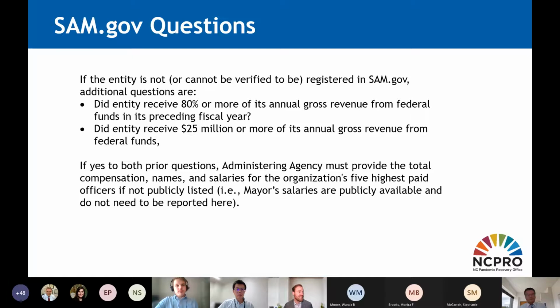If the entity answered yes to those previous questions, then the administering agency will need to get from the subrecipient the total compensation, names, and salaries for the organization's 5 highest paid officers if it's not publicly listed, if it's not publicly available. So if you are giving funding to a public university, or even in some cases a private university as an example, the salaries of their top employees may already be publicly reported on a 990 or whatnot. So there may be reasons that you wouldn't have to provide all of this. But again, this is just something to think about and get ahead of as you are getting money out to other entities.